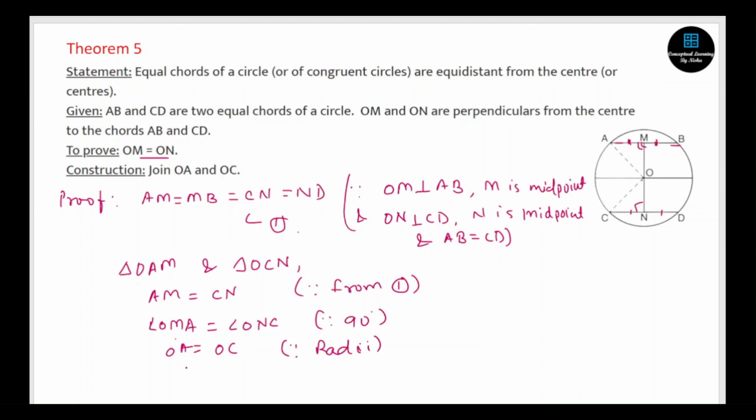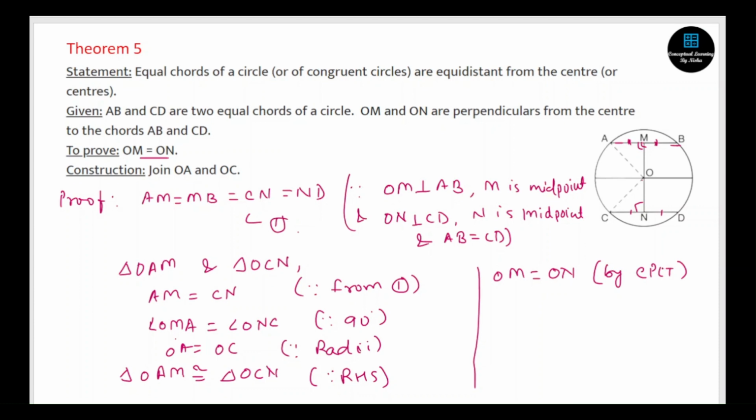So what can we say, which two triangles are congruent? Triangle OAM is congruent to triangle OCN. Which criteria? RHS, yes. So by RHS, and by CPCT, what can we prove then? OM is equal to ON by CPCT, corresponding parts of congruent triangles. Okay. Hence, we proved it. Correct? Alright.